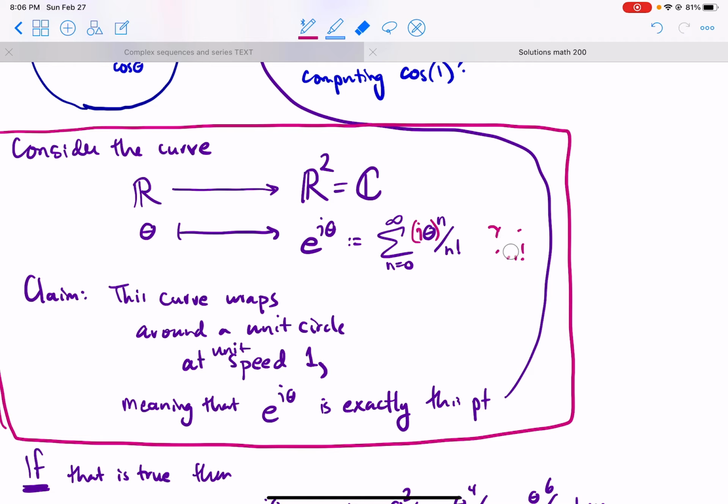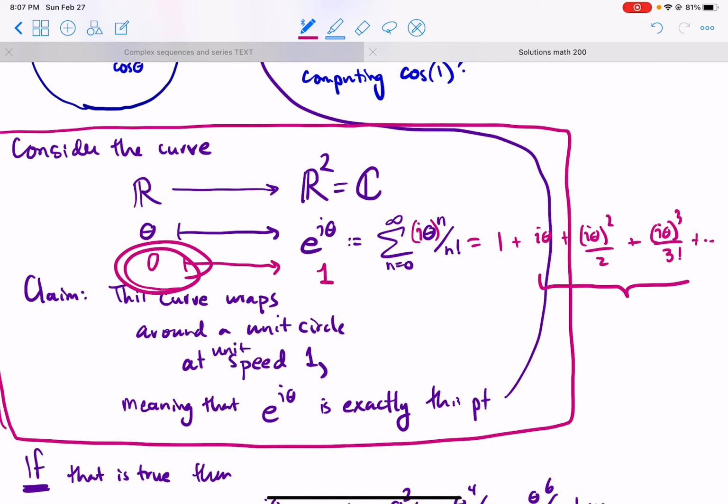Okay, and so this is some formula, like for example, 0 would go to 1, because this starts off with something to the 0 is just 1, and then we're going to have i theta to the 1 plus i theta squared over 2 plus i theta to the third over 3 factorial, etc. And when you plug in theta equals 0, all these go to 0, and then you just get a 1. Okay, so anyway, you can plug in other numbers. You can plug in 0.5, and you'll get some complex number.